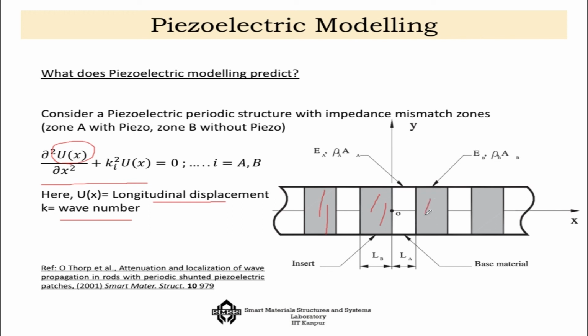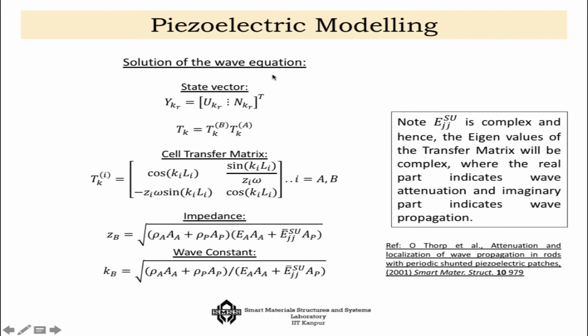So in every piezoelectric patch you will see this kind of change that is happening in the system, and that can also generate a kind of pulse in the system. So in order to solve this wave equation, I can actually use a traditional transfer function matrix, where you put all the longitudinal displacements in terms of a state vector, and you can develop the transfer function, and you can find out the impedance and the wave constants, and you can solve this in terms of finding out the wave propagation of the system.